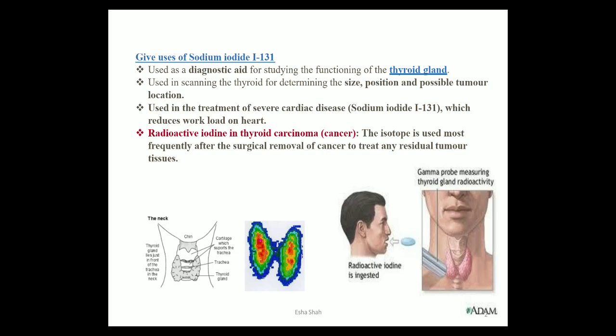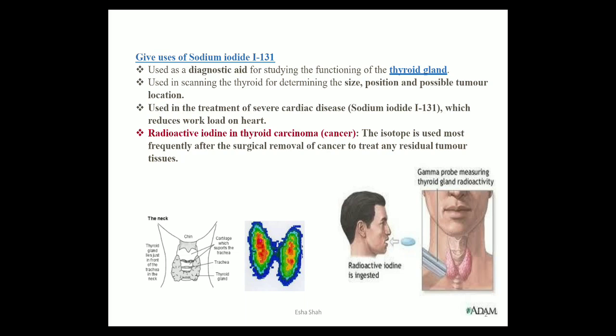We all know what is meant by diagnosis. Diagnosis means detection of any disease and not the treatment, for studying the functioning of the thyroid gland. If the thyroid gland is not functioning properly, hyperthyroidism or hypothyroidism occurs. What is hyperthyroidism? Overactive thyroid occurs when your thyroid gland produces too much of the hormone thyroxine. And what is meant by hypothyroidism? It occurs when your thyroid gland produces less of the hormone thyroxine. So, for detection of these hyper and hypo states, we use this radioactive sodium iodide.